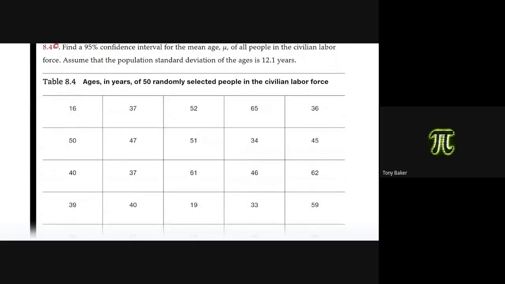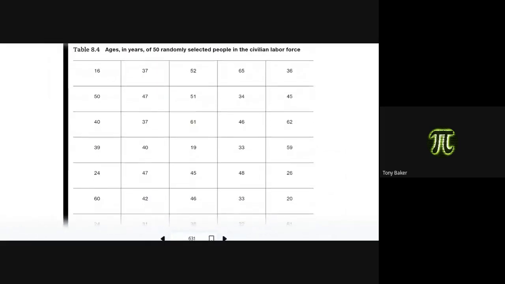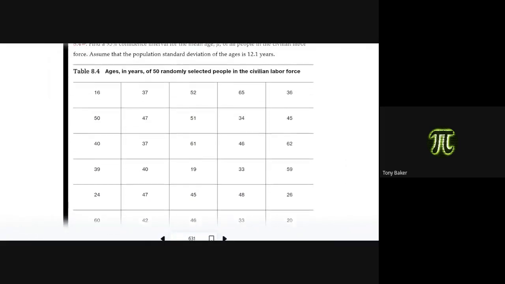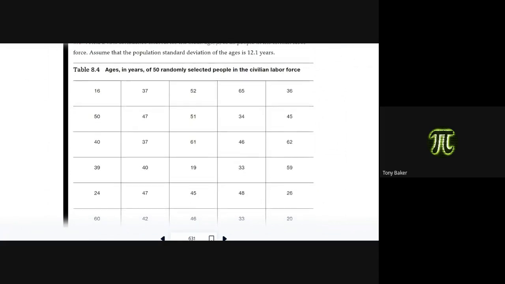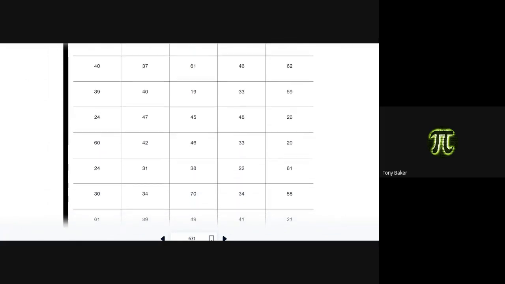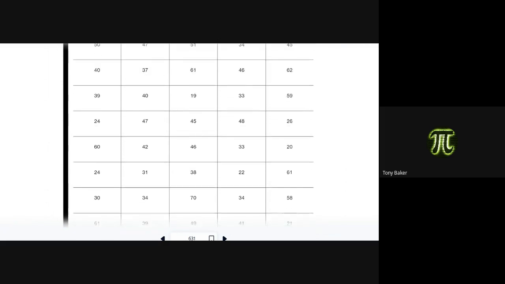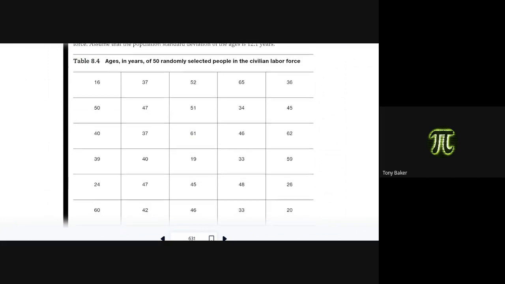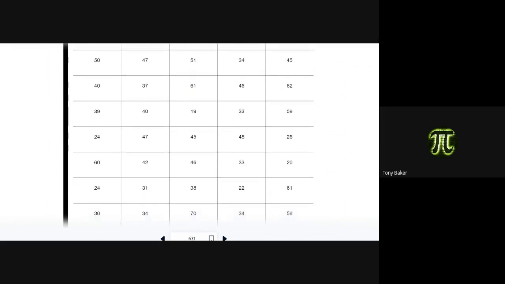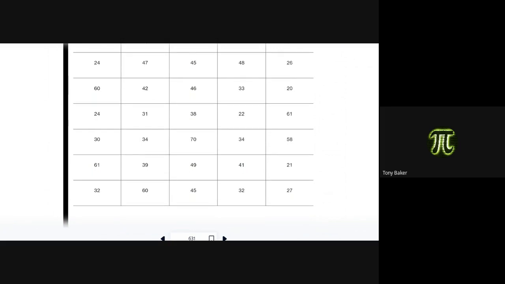So if we're looking down, these are ages of people. We're looking at like 16, which looks like the youngest, and we're going up into like 70. Nothing seems really strange there. We don't have a 110-year-old person working or a 2-year-old, things like that. So there are no real outliers.